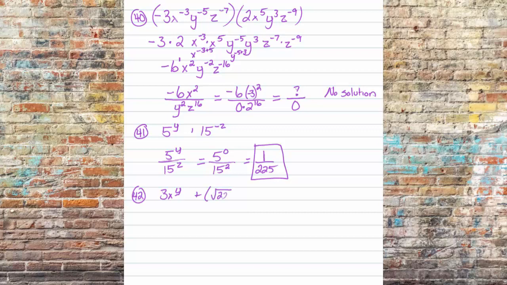42, 3x to the y plus square root of 225 raised to the y minus 2. I'm going to plug in what we know. 3 times x, our value of x is negative 3. And x is being raised to the 0th power. Plus the square root of 225 raised to the y, well, that's getting raised to the 0th power, minus 2.